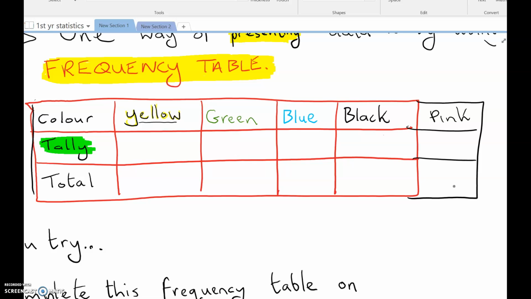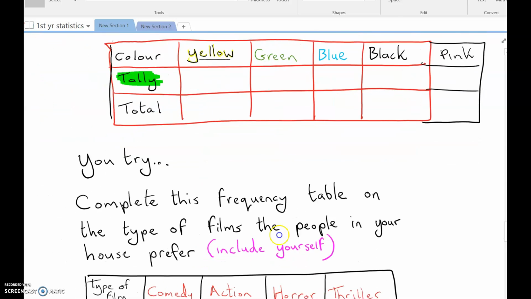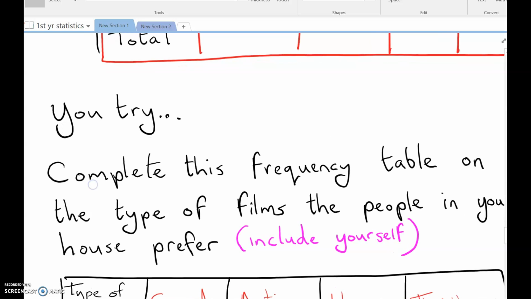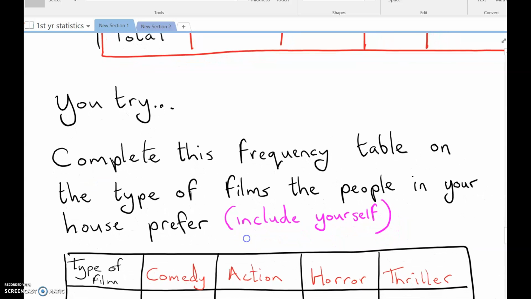Okay, hopefully you did that. And let's move on because we're going to try a different type of frequency table. Now we're going to complete this frequency table on the types of films the people in your house prefer, including yourself. So this is another way of doing a frequency table. The only thing is you're going to have to get the help of some people to do this.